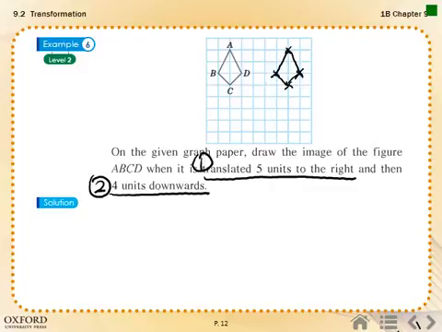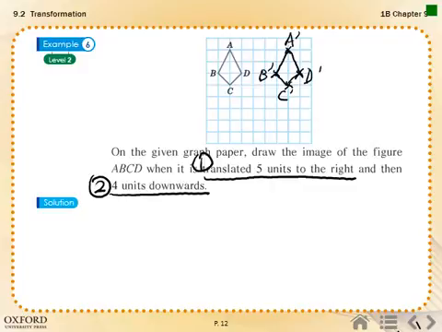And we say that the images of A, B, C, and D are A', B', C', and D' respectively. And then secondly, from the figure A'B'C'D', we have to translate 4 units downwards further, and so we draw the image again.